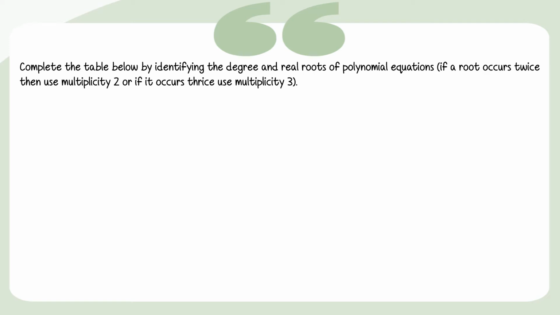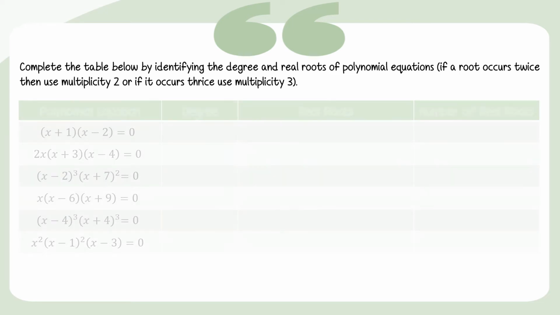Let us complete the table para may apply natin si multiplicity. Complete the table below by identifying the degree and real roots of the polynomial equation. If the root occurs twice, then use multiplicity 2. Yun yung diniscuss natin kanina, si multiplicity. Or if it occurs thrice, then use multiplicity 3.